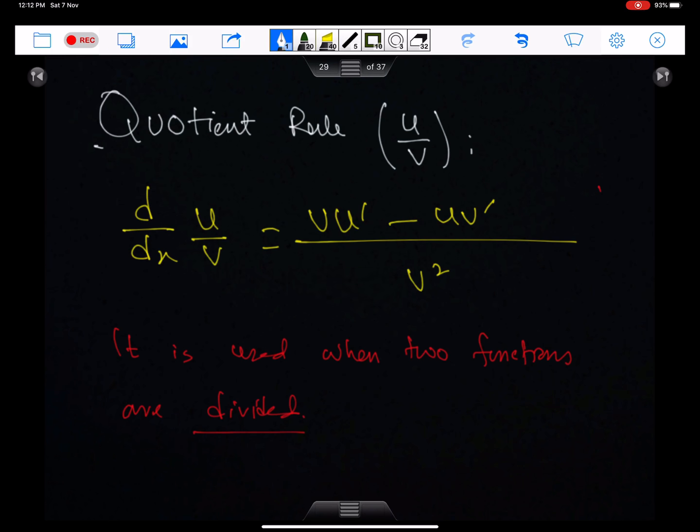Quotient rule. Well, we use the quotient rule when two functions are divided. It is used when two functions are divided. So u upon v. The rule is we square the denominator like v square, and then we copy v, and then we differentiate u, then we copy u, and then we differentiate v. So that's the rule. You need to remember these two rules, product and quotient rules.